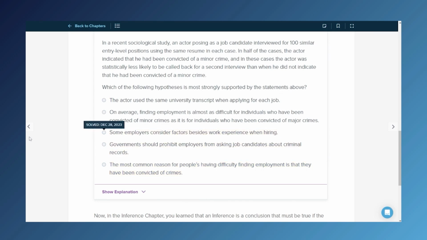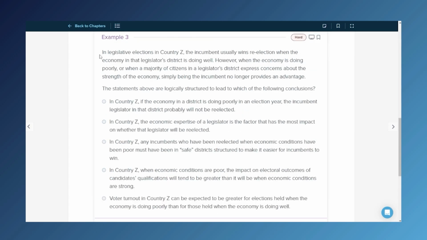We're going to look at one more example. In legislative elections in country Z, the incumbent usually wins re-election when the economy in that legislator's district is doing well. However, when the economy is doing poorly, or when a majority of citizens in a legislator's district express concerns about the strength of the economy, simply being the incumbent no longer provides an advantage. The statements above are logically structured to lead to which of the following conclusions?